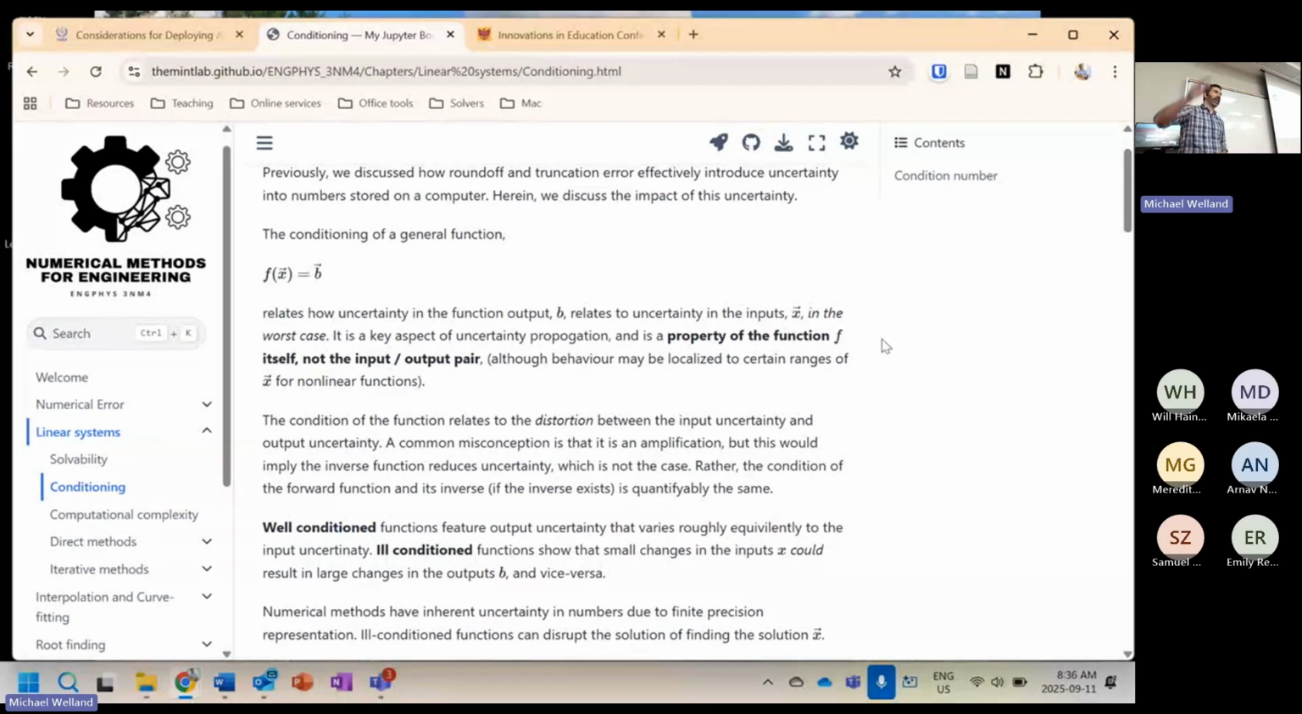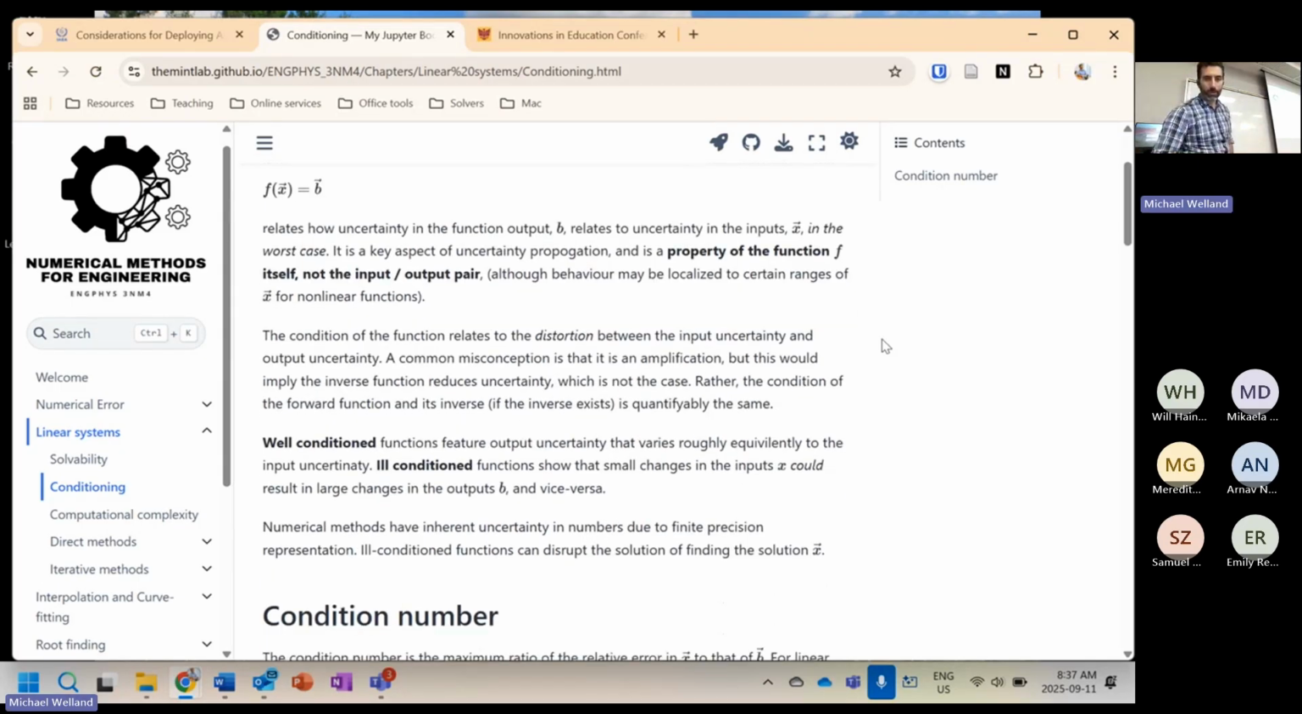It is a property of the function f itself, in most cases. In nonlinear cases, your function behavior can depend on where you are in the function range, i.e. where you are in x, right? You can call this a local property of the function. Linear functions have the same behavior everywhere. Therefore, this is a property of the matrix itself. It's related to the distortion of the input uncertainty to the output uncertainty. And that's a really weird way to think about it.